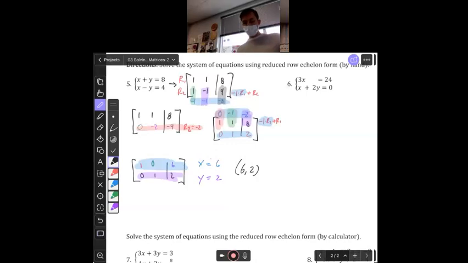We can go and see that works pretty quickly. 6 plus 2 is 8. Yep. 6 minus 2 is 4. Yep. So we can check them very quickly. You guys aren't going to have big, ugly equations or anything like that, so the check should be pretty obvious just to do visually. Make sure you actually did it right. Okay?